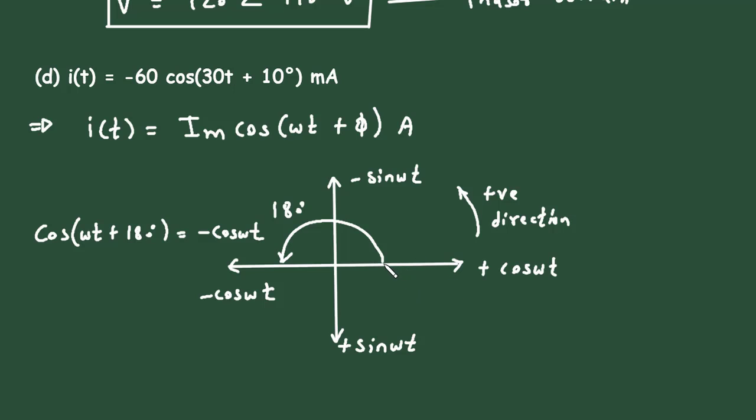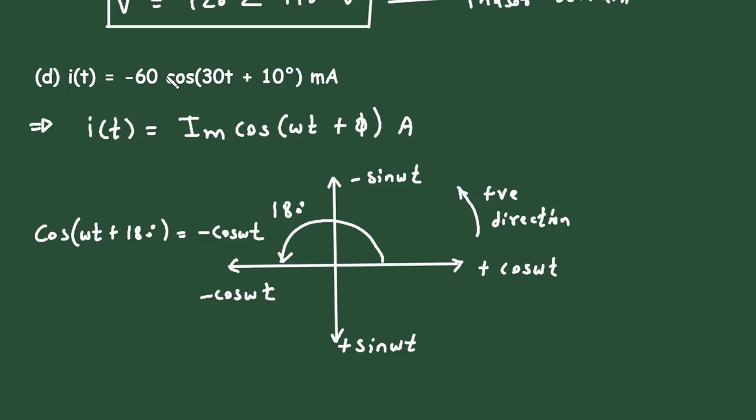Or we can also do it in this direction, so it will be minus 180 degrees. That means cos(ωt − 180°) is equal to −cos ωt. So both are correct.